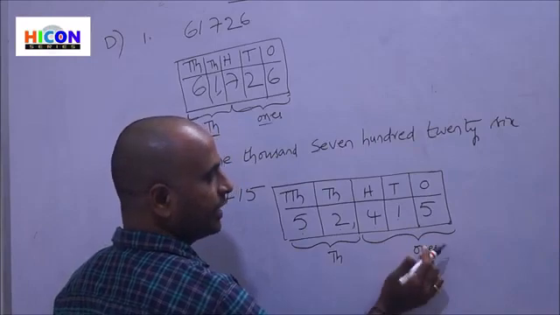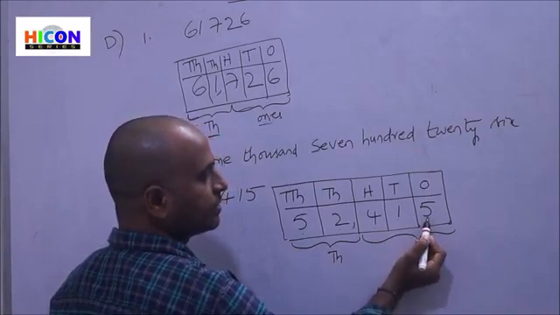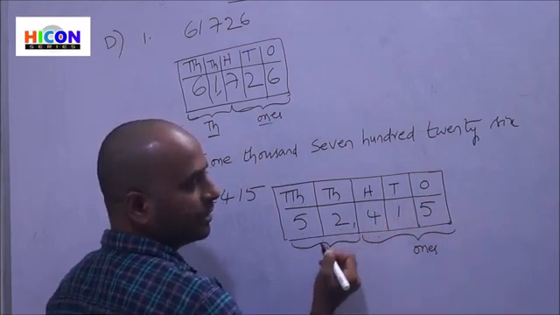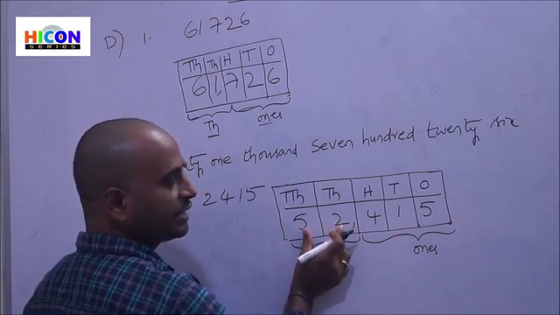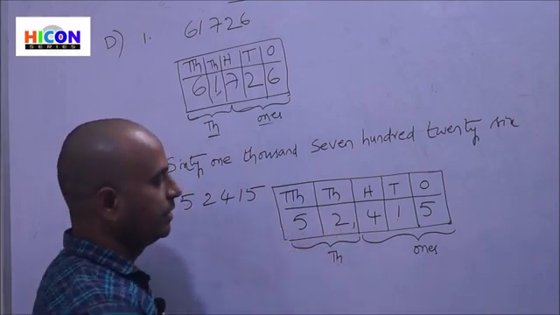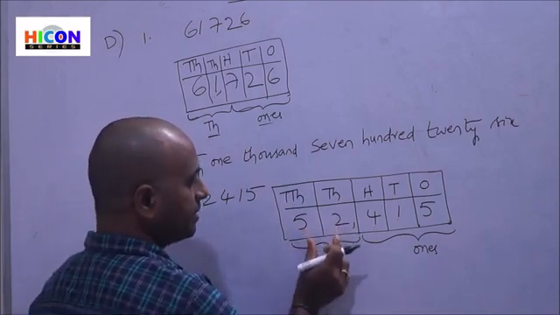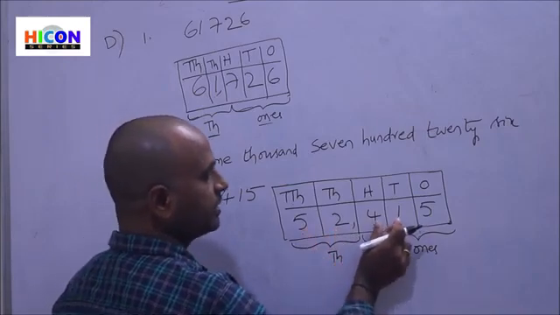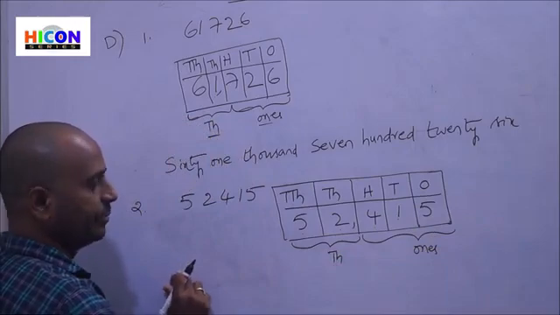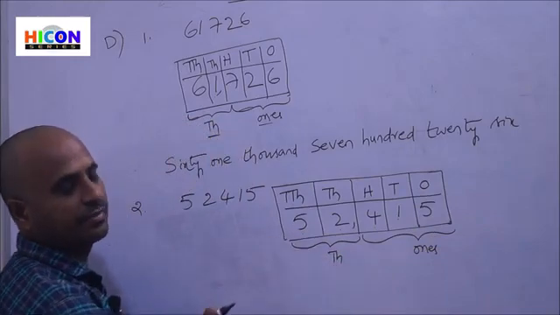In the ones period there are three places: ones place, tens place, hundreds place. So put a comma. Next, these two places are called the thousands period, and we put another comma. These two places are the thousands period and these three places are the ones period. Now we can write the number name easily by using this place value chart.